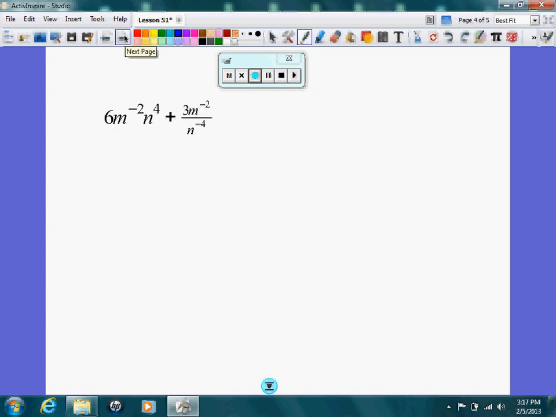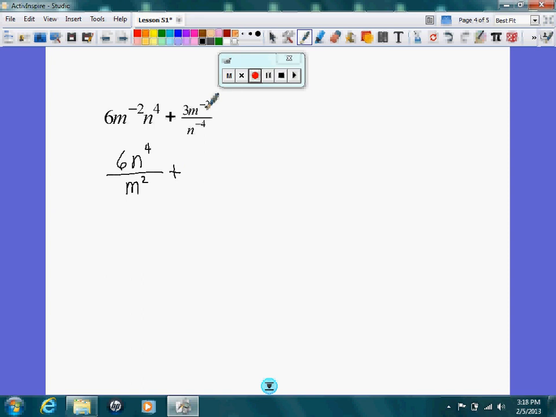Oh, and this looks complicated. First, let's get rid of our negative exponents. And remember how we do that. If we have a negative exponent in the numerator, we can carry it to the denominator. It becomes a positive exponent. So we can write the 6m to the minus 2 n to the fourth as 6, and we can carry the m to the minus 2 to the denominator, and that becomes m squared. n to the fourth stays in the numerator.